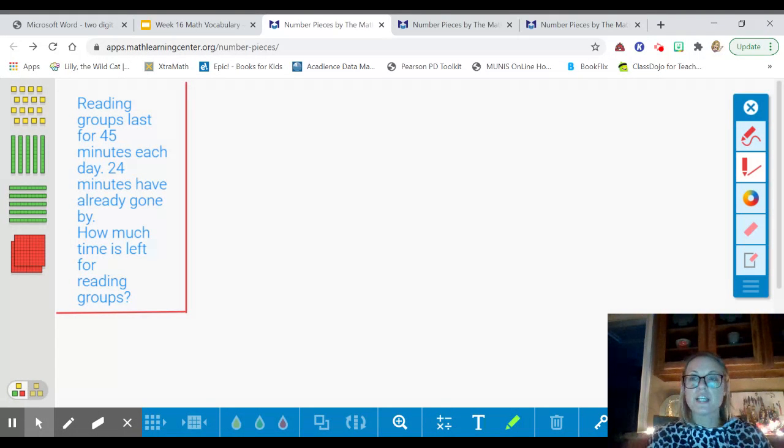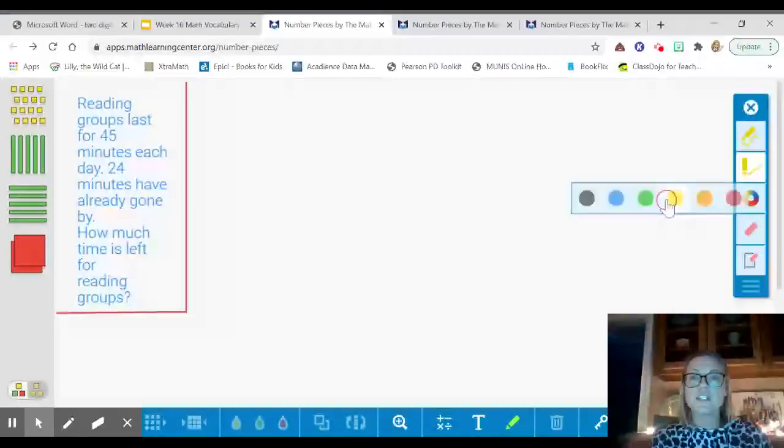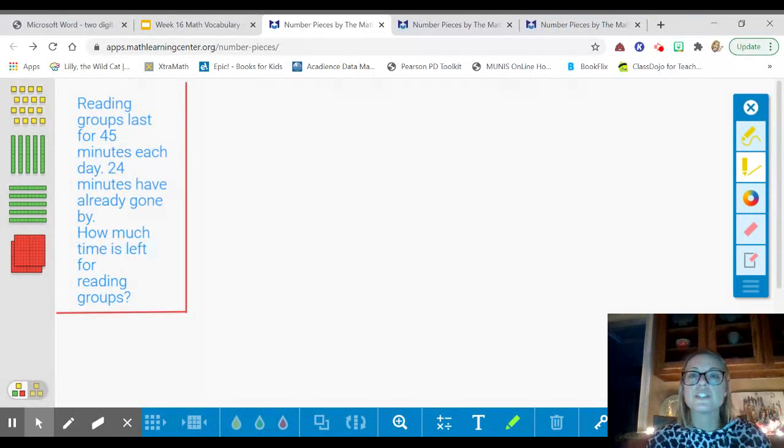Okay, if you remember from yesterday, Miss Dorsey said the first thing you're going to do when you have a word problem is you're going to circle your numbers. So I'm going to circle 45. 45 is my first number. And then I have 24. Those are the numbers I'm going to be working with. Okay, and then I'm going to look for some keywords. Do you notice any keywords? I see is left. And remember, left was one of our vocabulary words. So when I see left, I know that I'm going to subtract.